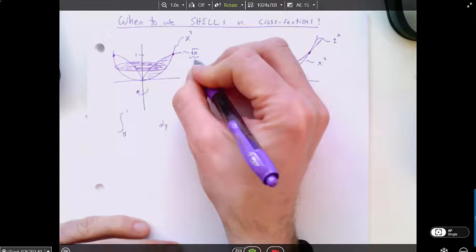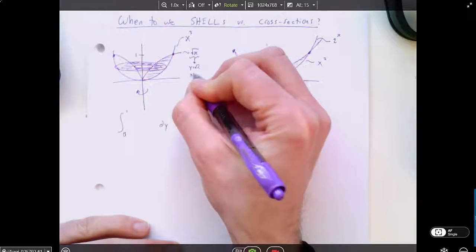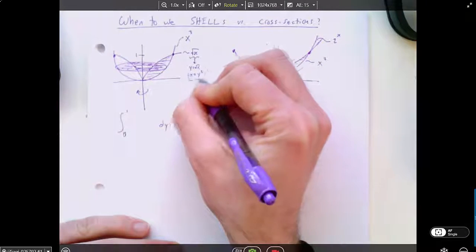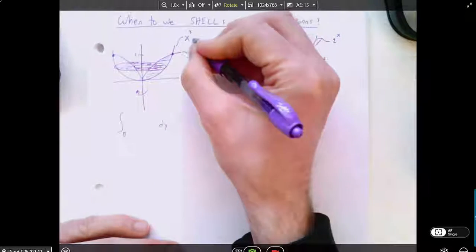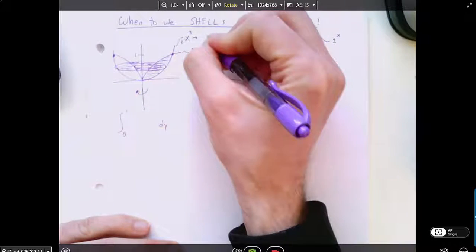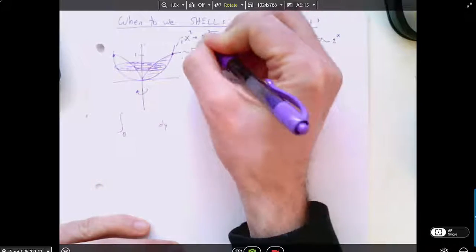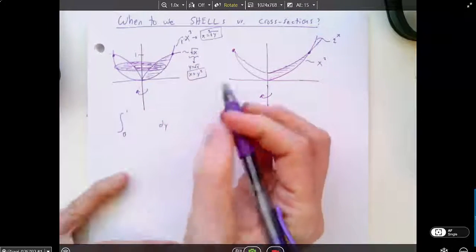If I'm going to rewrite this, I had y equals root x, so instead I'm going to rewrite it as x equals y squared. So that's going to give me my inner radius. For this one, I've got y equals x cubed. Let's rewrite it as x equals cube root y. And that's going to give me my outer radius.